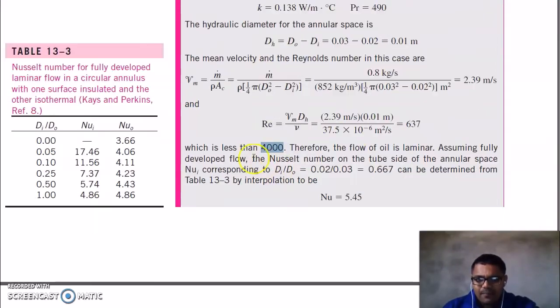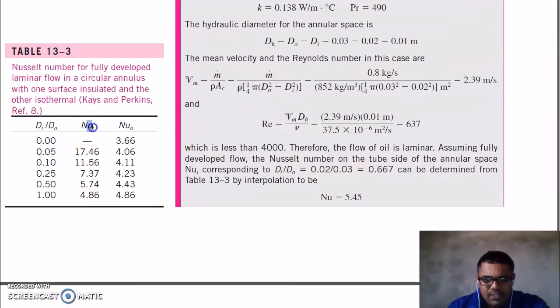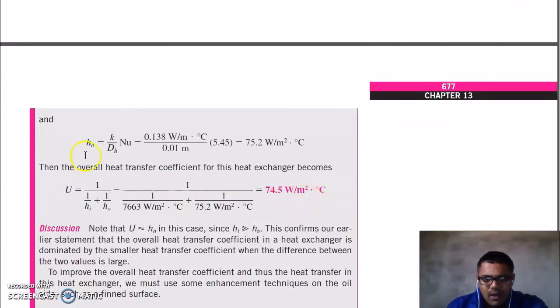So the flow is laminar. And from this table, for the ratio of inner tube to outer tube diameter, the corresponding inner and outer Nusselt numbers are given. Because heat transfer is on the inner side of the tube, not at the outer side of the tube, we will take this Nusselt number for the inner. Now d_i by d_o in this case is 0.67, which lies in this range. By interpolation, you can take this value and this value. By interpolation, we get the Nusselt number equal to 5.45. Now you can find the overall heat transfer coefficient.